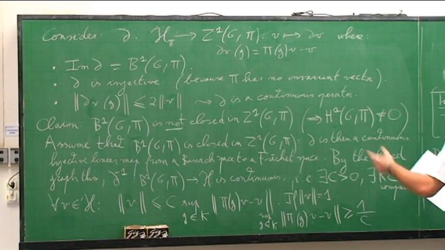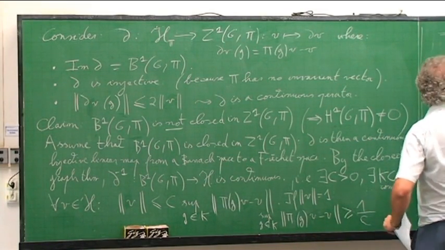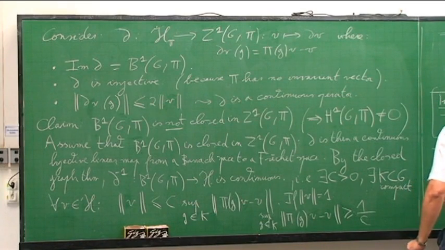And this assumption was not used so far. So this implies that pi does not have invariant vectors.